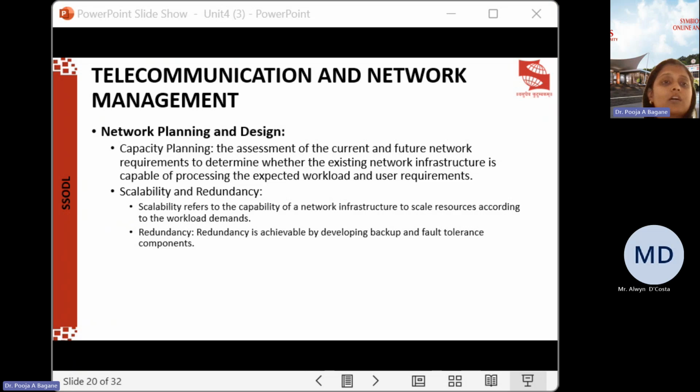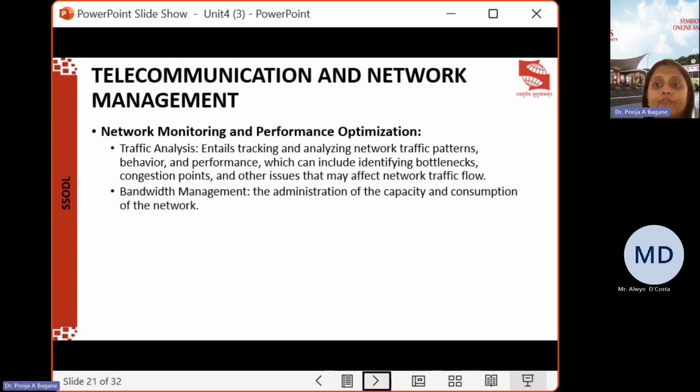Then the next is network monitoring and performance optimization. In that, there are two things we need to check: one is traffic analysis and the other is bandwidth management. Traffic analysis means we need to track and analyze the network traffic patterns, their behavior, and the performance. It includes identifying the bottlenecks, the congestion points, and other issues. Those issues may affect the network traffic flow, so that's why we need to check for that also.